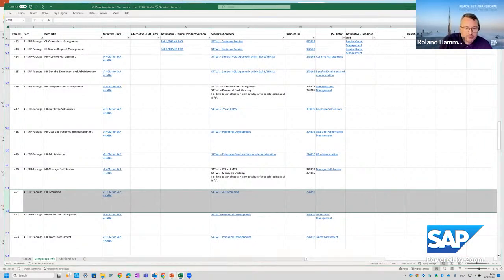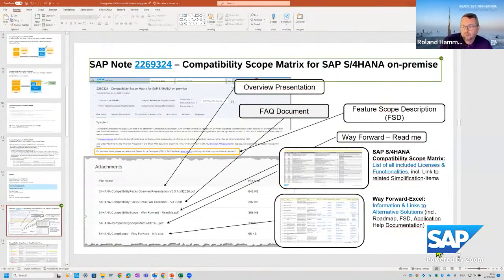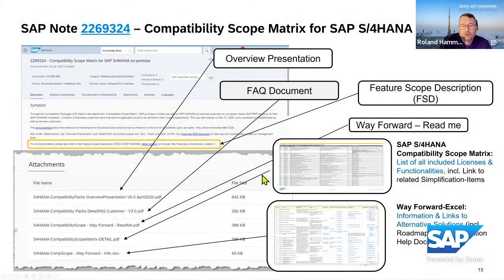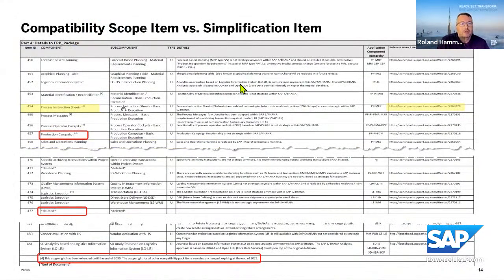So let's look back to the PowerPoint part. This is a short introduction about the different information sources you have here, and let's look a little bit again at the compatibility scope item. And you can see, as mentioned here, especially in part 4, where we have the details on the ERP package we ship, there are different things to watch out for.